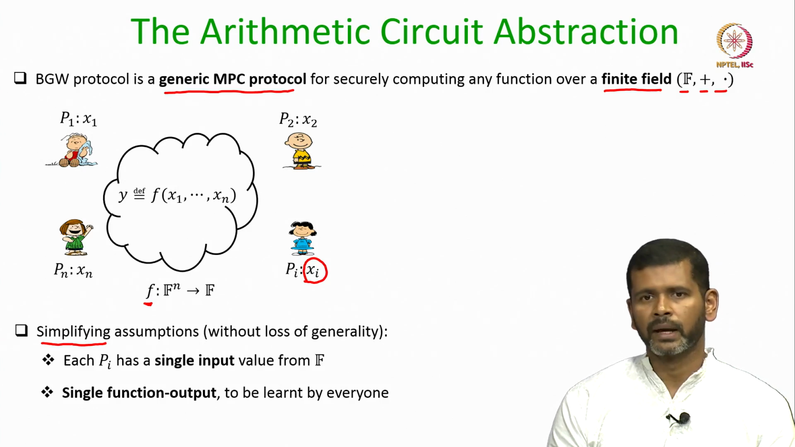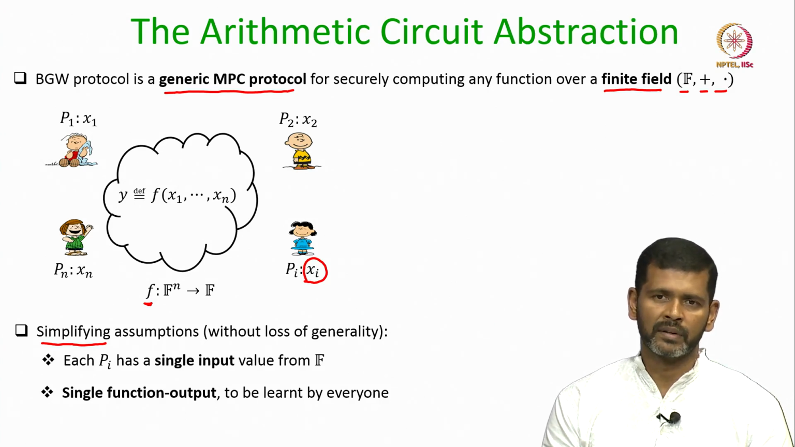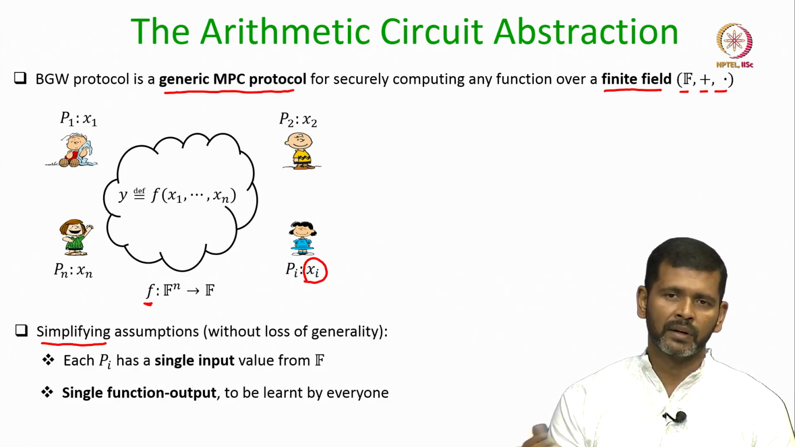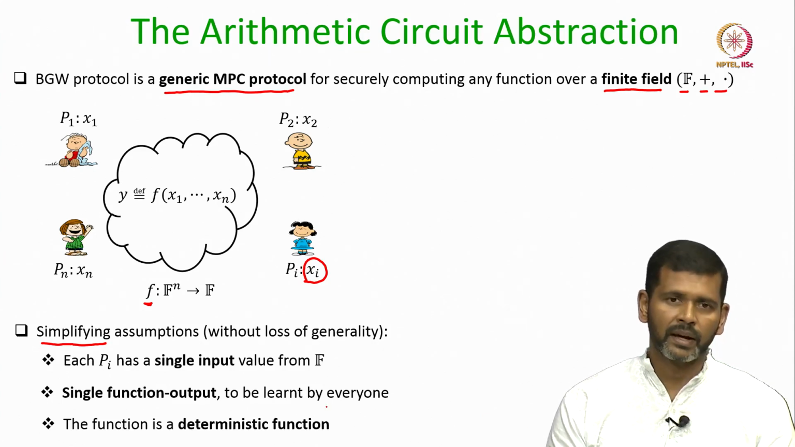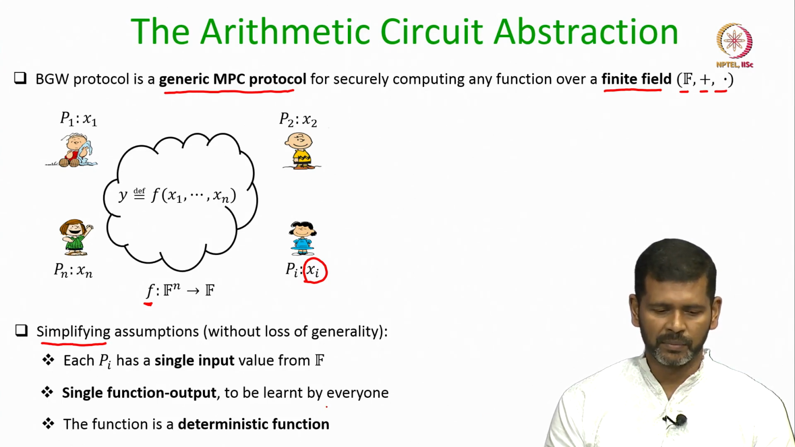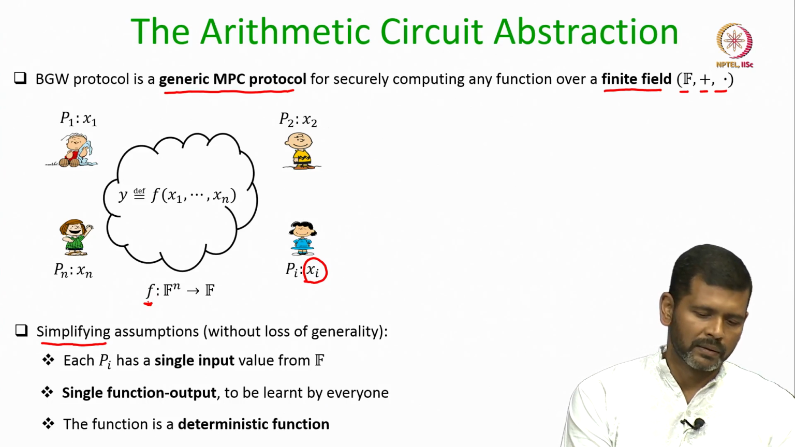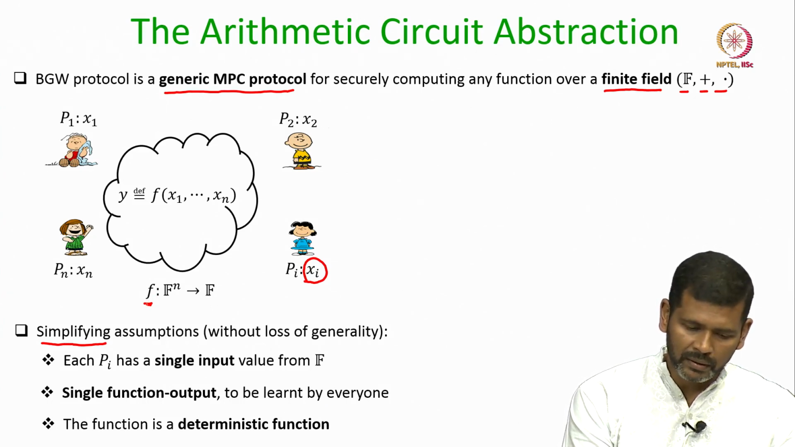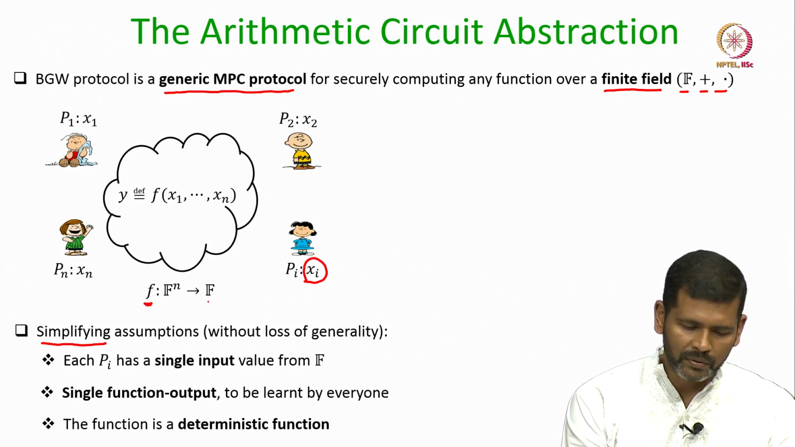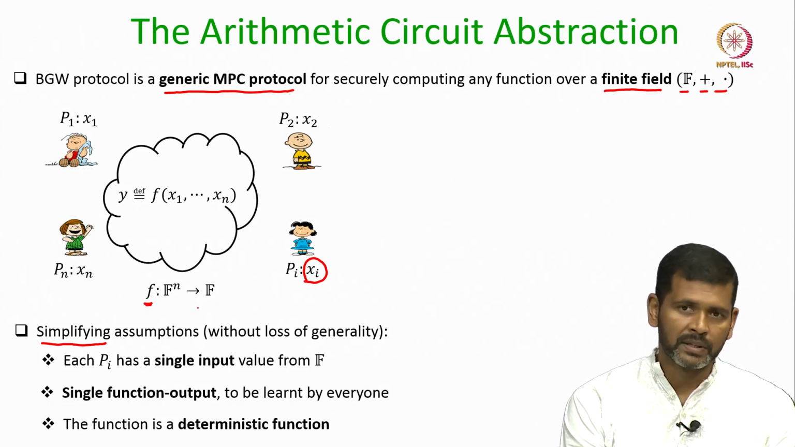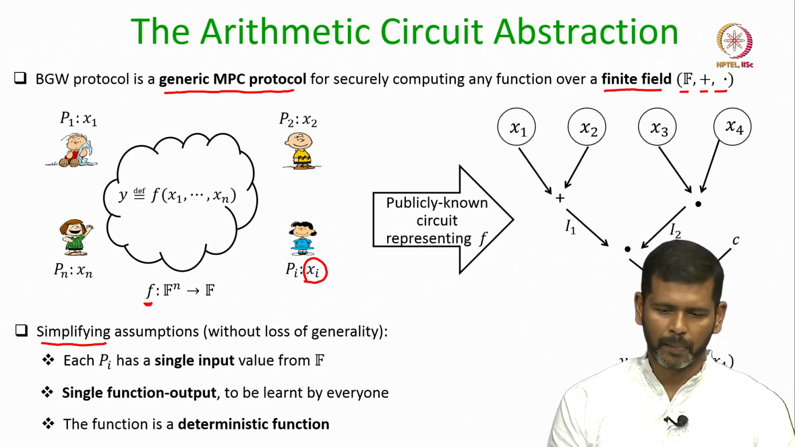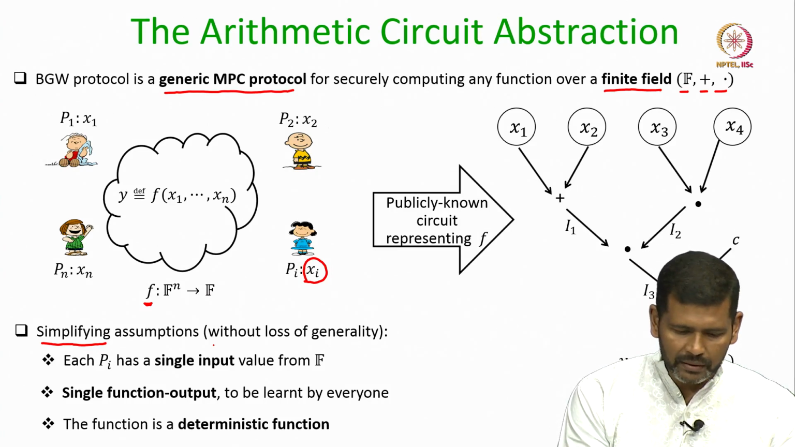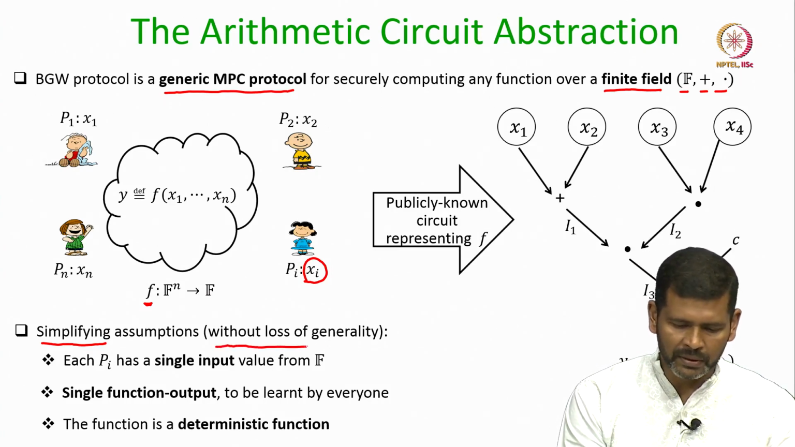Of course, the protocol can be easily generalized for the case when every party has more than a single field element as input, and where the function can have different outputs for different parties. And the third simplifying assumption is that the function is a deterministic function. That means internally during the computation the function f computes its output as a deterministic function of its input. That means the output will remain the same if the inputs are same. Okay. So, as I said, these are some simplifying assumptions without loss of generality.